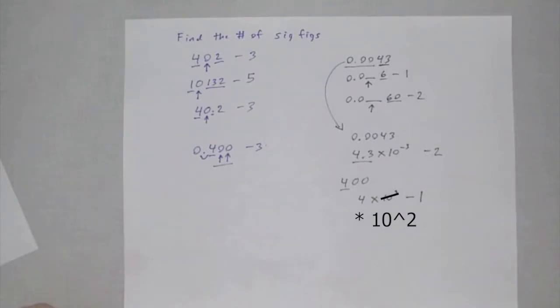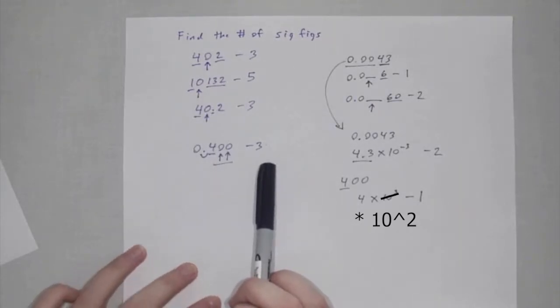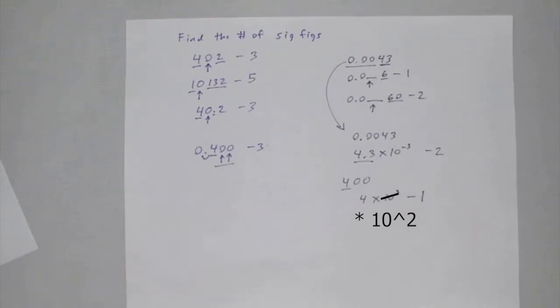So if a zero's only purpose is to place your non-zero digits, then the 0 is not significant. However, if the 0 is sandwiched or follows a number after a decimal place, then it is in fact significant.